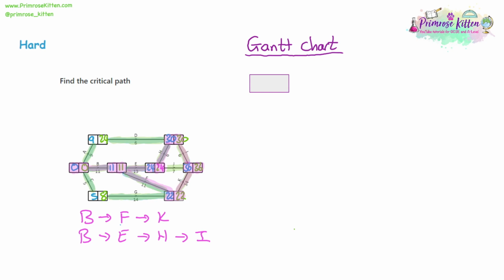Let's just try and line that up a bit better. And then we have K. K is a little bit bigger than those two. And so the first part of the Gantt chart, we can write on that we have task B, task F, and task K. That's a critical path. There's no wiggle room in that path.